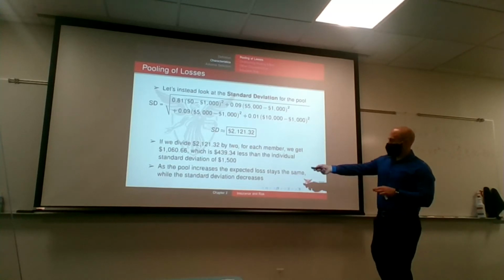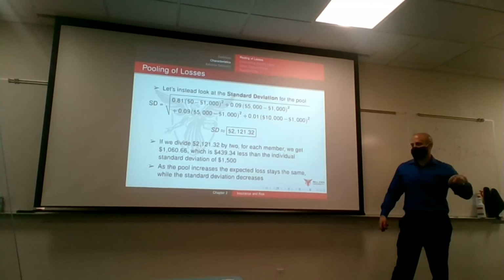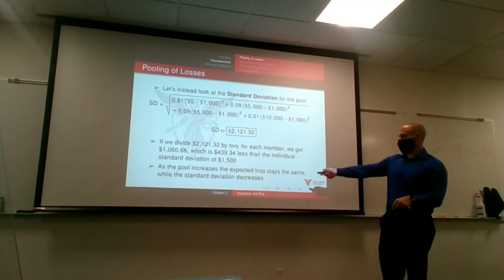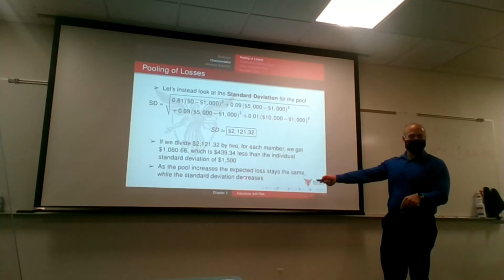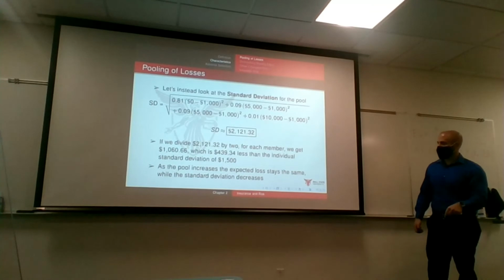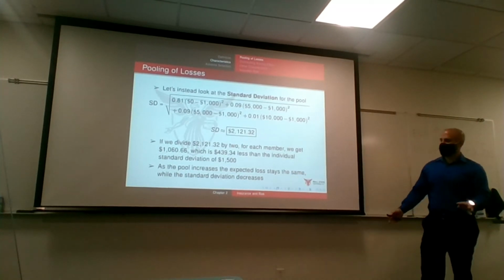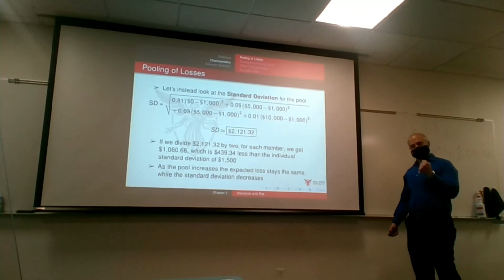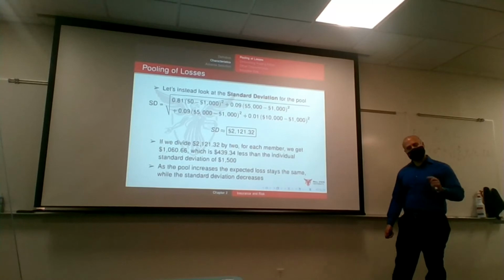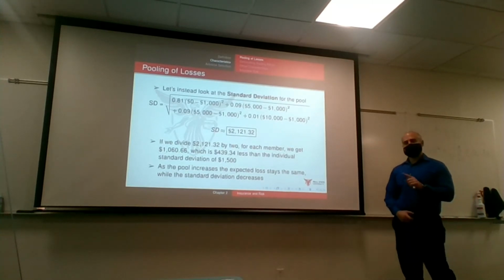Now, as the pool increases, the expected loss per person stays the same, but the standard deviation per person decreases. So this is strictly per person, per individual. So we decrease it by $439.34. Great, great.